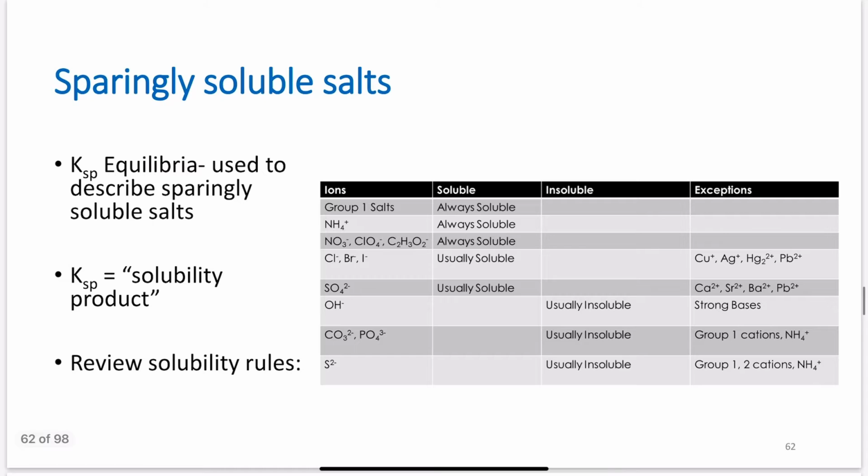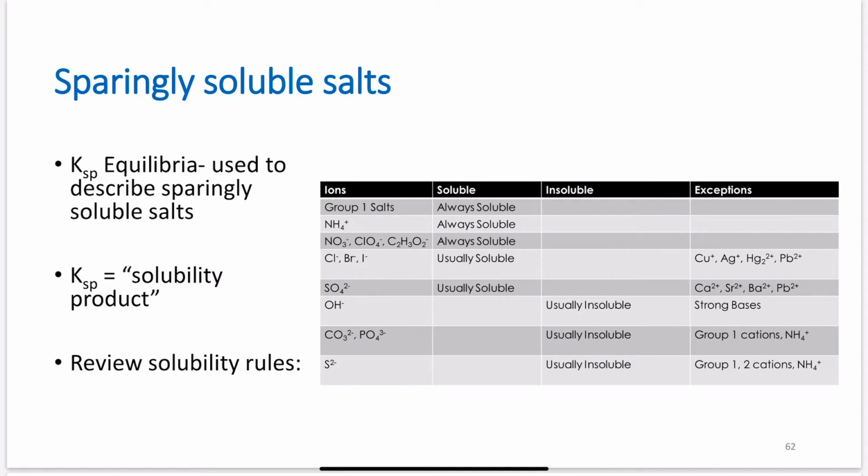So first, just as a quick review, here are your solubility rules. You can go ahead and look through those as you'd like. Hopefully you remember them, but these are the base solubility rules we taught you guys. That doesn't mean that they're the only rules, it just means they're the rules we taught you in Chem 1. We're going to use KSP. SP stands for solubility product, and KSP equilibria is used to describe sparingly soluble salts.